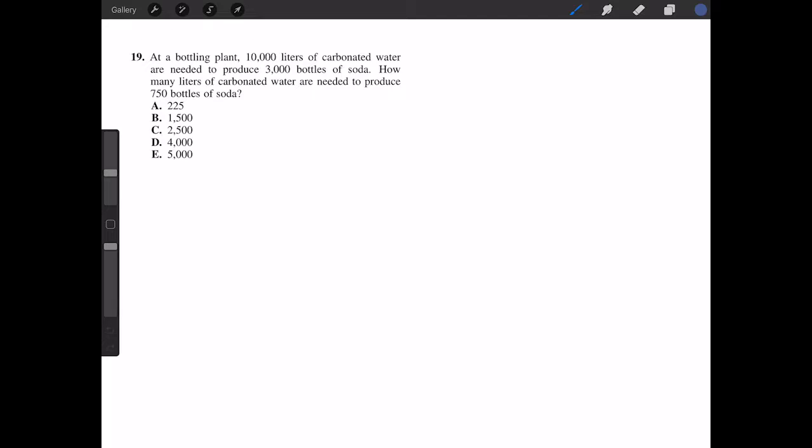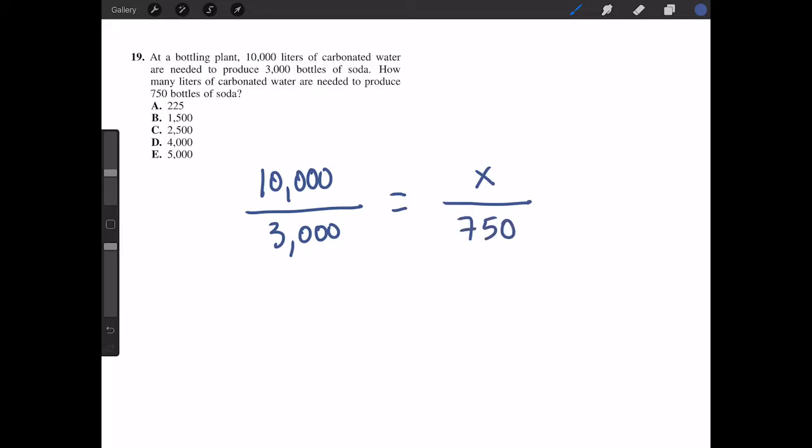One of the methods involves ratio, so we would say 10,000 liters of carbonated water for every 3,000 bottles of soda. Because we're assuming that the same proportions are kept, that's what the problem implies. What we need to know is how many liters of carbonated water we need for 750 bottles of soda. Notice that we have the bottles of soda in the same spot, the denominator, and the liters of carbonated water in the numerator.